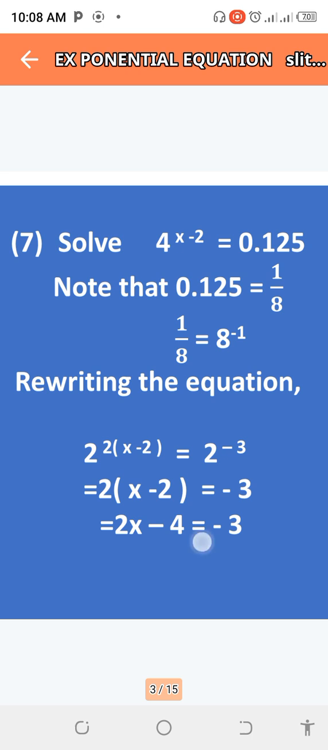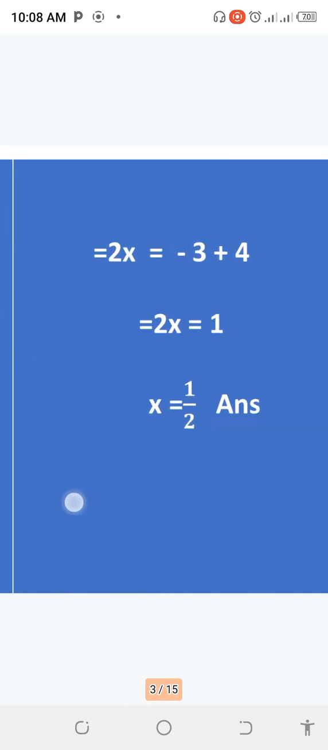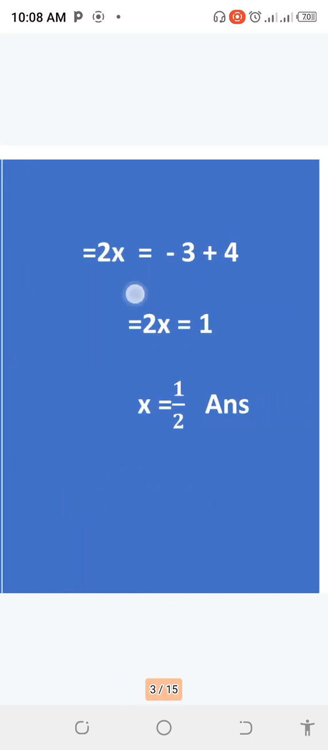So at this point, you take like terms together. That is the term containing x and the terms containing ordinary numbers. Let's go ahead. So it becomes 2x is equals to minus 3 plus 4. And minus 3 plus 4 is the same thing as 1. So it becomes 2x is equals to what? 1. Divide both sides of the equation by the coefficient of x, which is 2. You now have x is equals to 1 over 2. And that is the answer.